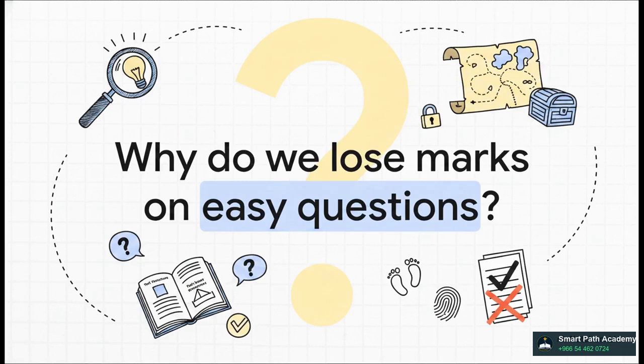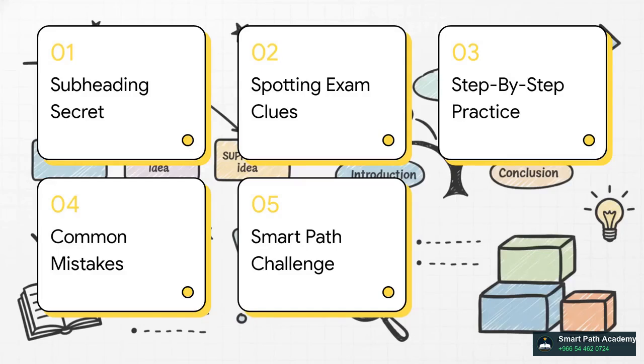But here's the real secret. You aren't losing marks because you don't understand the text. No, you're losing marks because you just aren't giving the examiners the exact, specific evidence they're looking for. So, we need to find those missing clues. Here is exactly how we'll crack the case today. First, the subheading secret. Then, spotting exam clues, step-by-step practice, common mistakes, and we'll wrap up with a Smart Path challenge. Notice how this numbered list actually acts as a text structure itself, letting you know exactly what comes next.